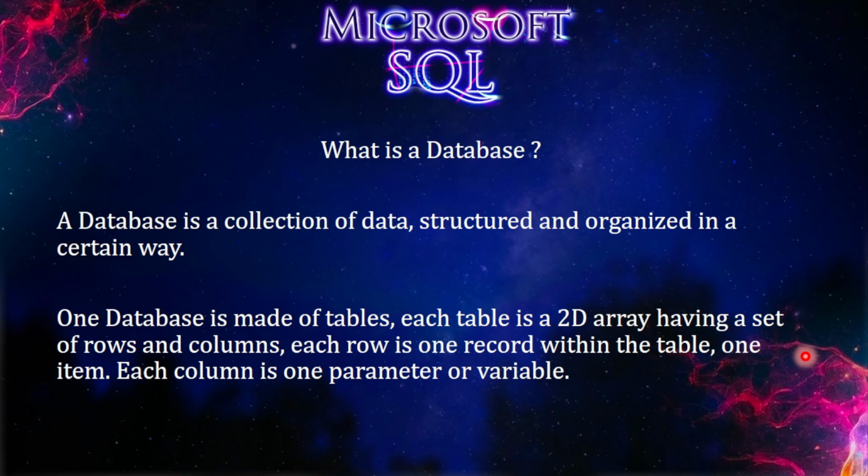What is a database? A database is a collection of data structured and organized in a certain way. One database is made of tables. Each table is a 2D array having a set of rows and columns. Each row is one record within the table, one item. Each column is one parameter or variable.